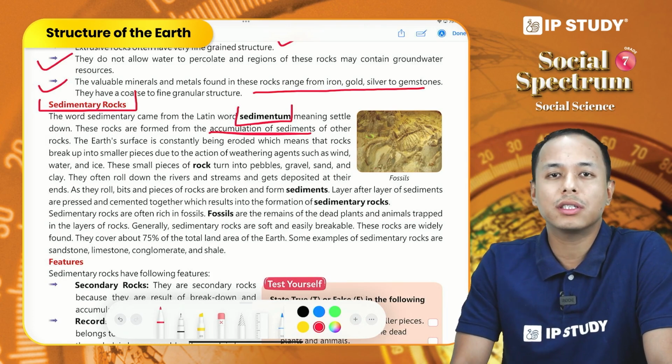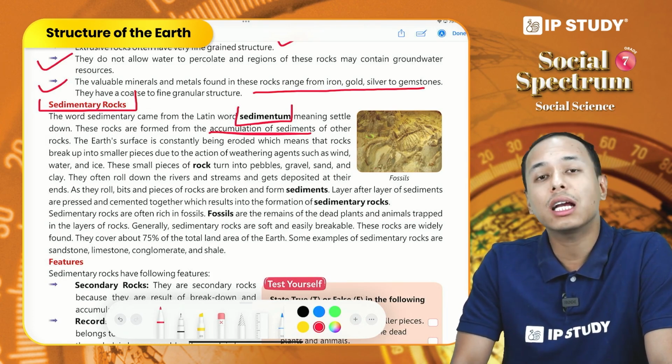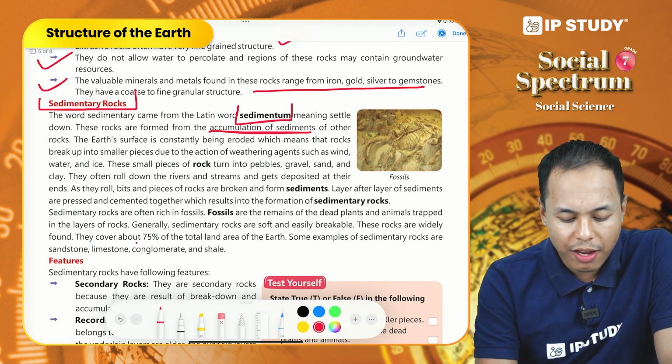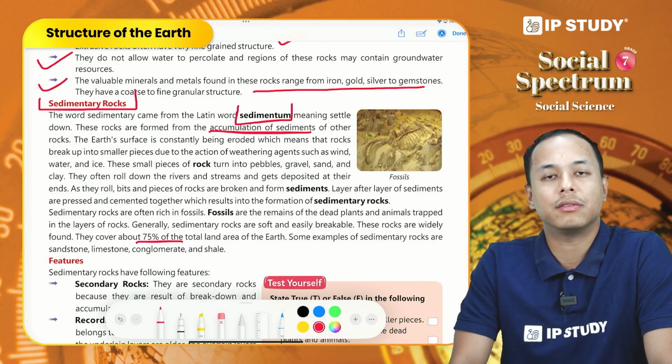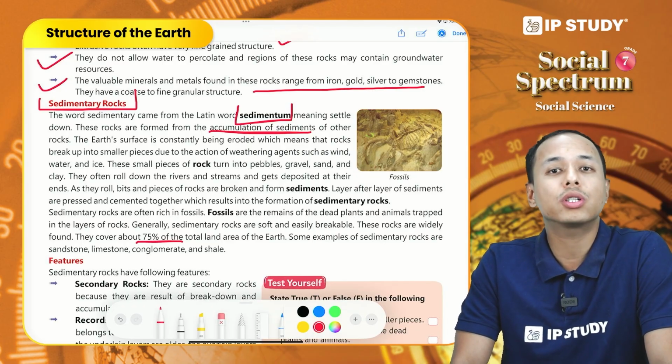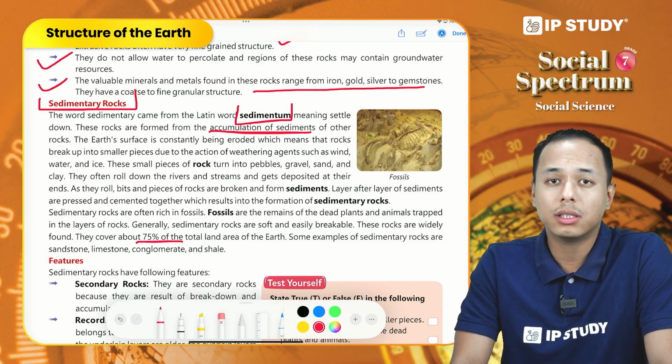One of the important features of sedimentary rocks is that they cover almost 75% of the total land area of the earth. So these rocks are the most common types of rock formed on the earth.